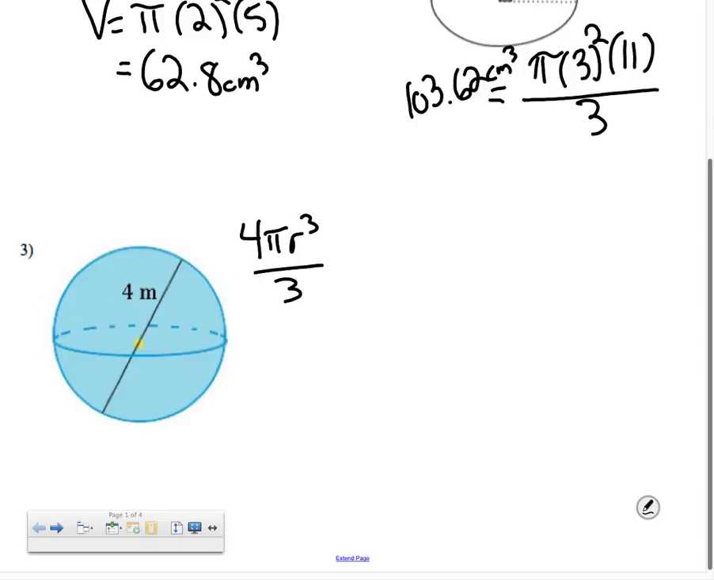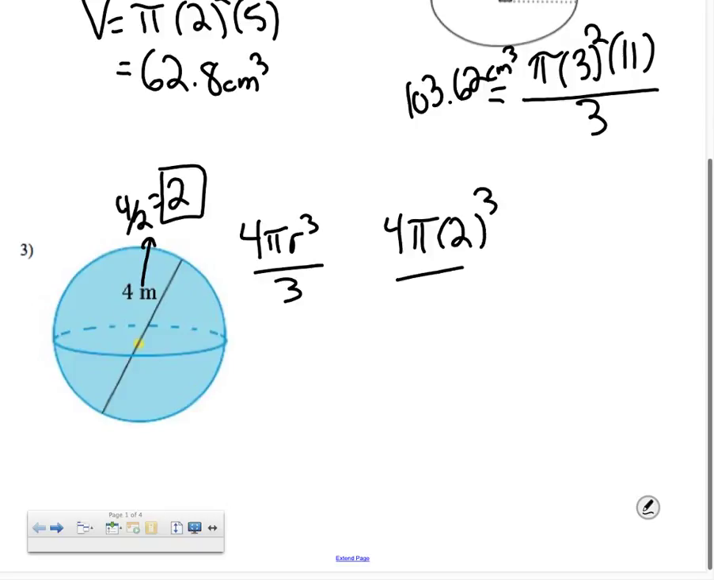Now, in this case, that 4, that's the diameter. That goes all the way across. So my radius is actually going to be 4 divided by 2, which is 2. So this sphere has a radius of 2, not 4. So it'd be 4 pi 2 cubed over 3, which would give you about 33.51 meters cubed in terms of volume there.